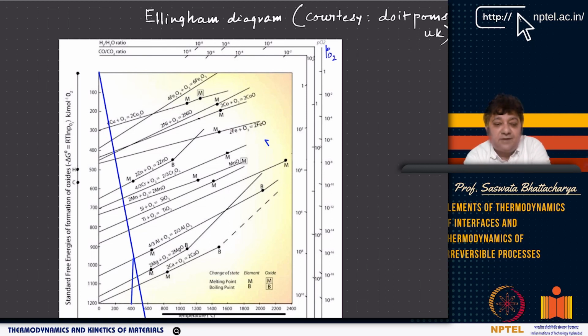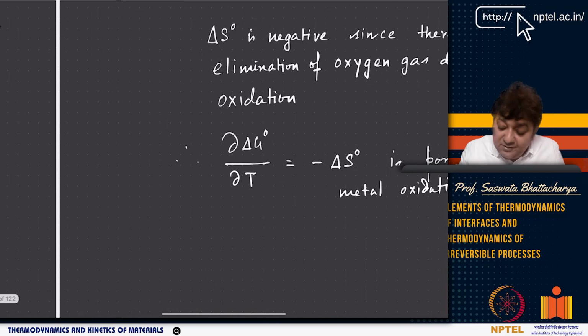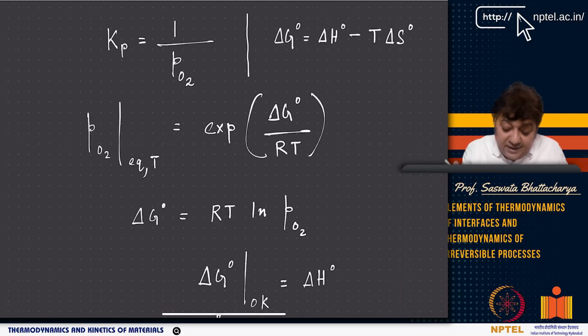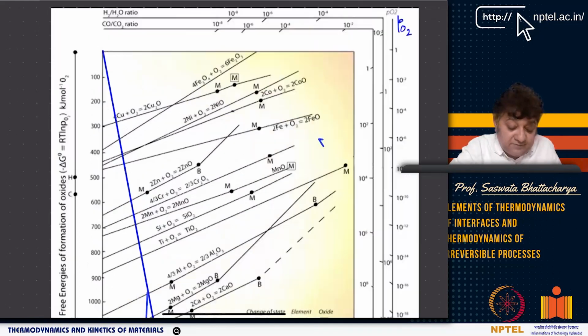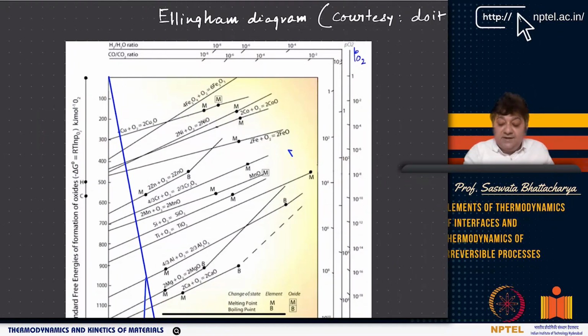Okay, so basically if you look at alumina, it has a much lower standard free energy value, right? Or much higher magnitude of standard free energy. But remember, this is a negative value because delta G naught is minus RT ln Kp, right? Because you have 1 by PO2. If you look at that, Kp is 1 by PO2. So delta G naught is minus RT ln Kp, and that is exactly what is negative.